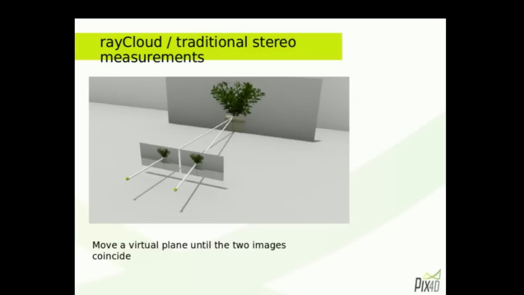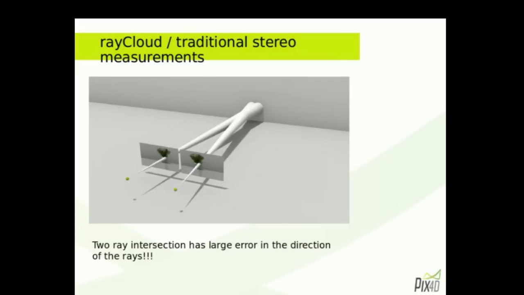So what is the error that we make with this approach? The error obviously depends on the baseline of the images, which is the distance of the two camera centers. If this distance is small, meaning that the rays are almost parallel, then the error in the direction of our rays is quite large, which is displayed here by this red arrow ellipsoid.